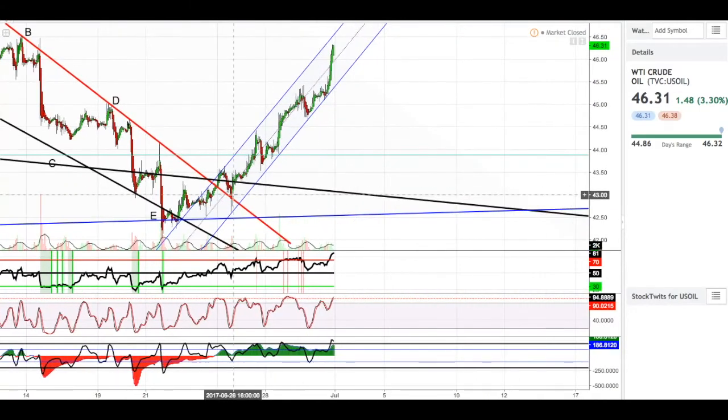On the 1 hour chart, I just wanted to draw this smaller channel that we've been in, and this has acted as pretty good support and resistance lines over the course of the last 2 weeks as we've been making our bullish run upwards. We have resistance, support, resistance, support, resistance, support, and we're coming up against our first resistance.